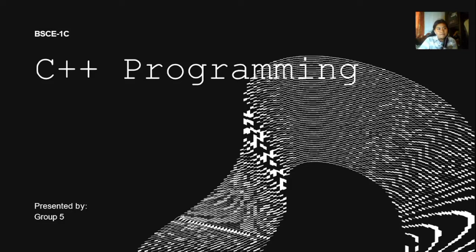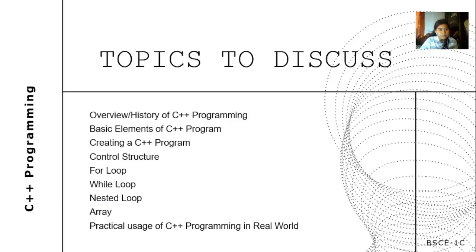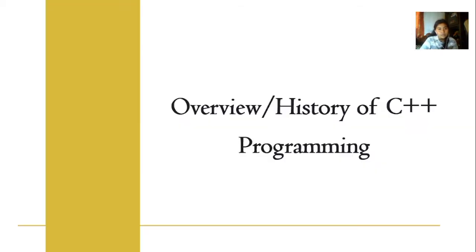C++ programming. Browsers such as Mozilla Firefox, Thunderbird, and Google applications are some of the real-world applications of C++. So these are the topics that are going to be discussed: the history of C++ programming, basic elements of a C++ program, creating a C++ program, control structure, for loop, while loop, nested loop, array, and the practical usage of C++ programming in the real world.